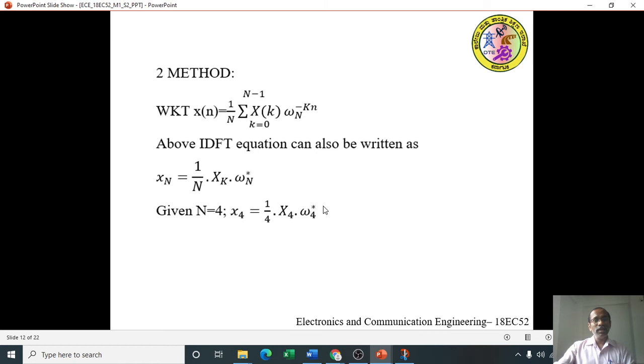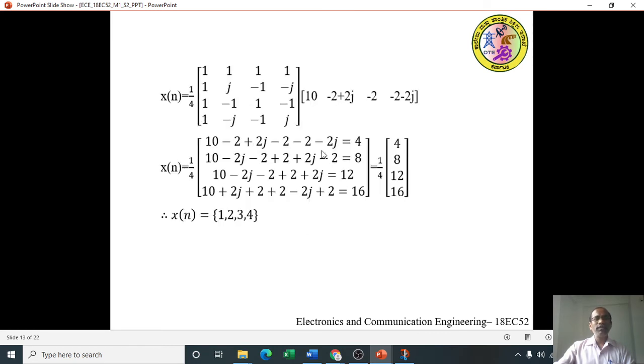How do you write this complex conjugate of twiddle factor matrix? Take your twiddle factor matrix and put a complex conjugate on it. You know that if a number is a plus jb, its complex conjugate is a minus jb. Real part will not change, only the imaginary part will change its sign. So this matrix is ready, and this is my x of k matrix. Multiply these two, same old matrix multiplication.